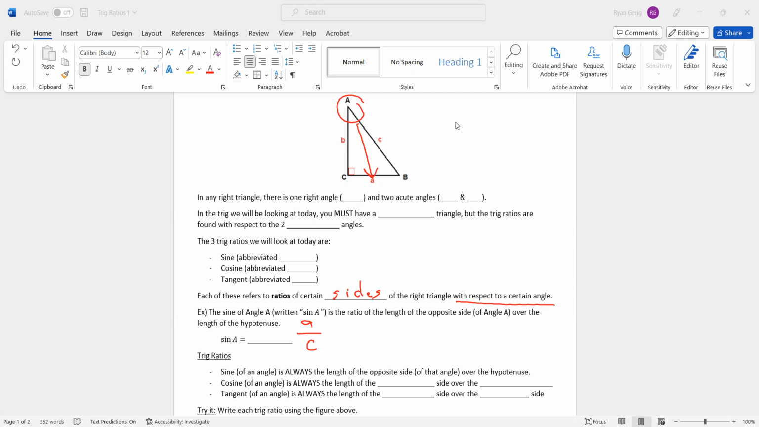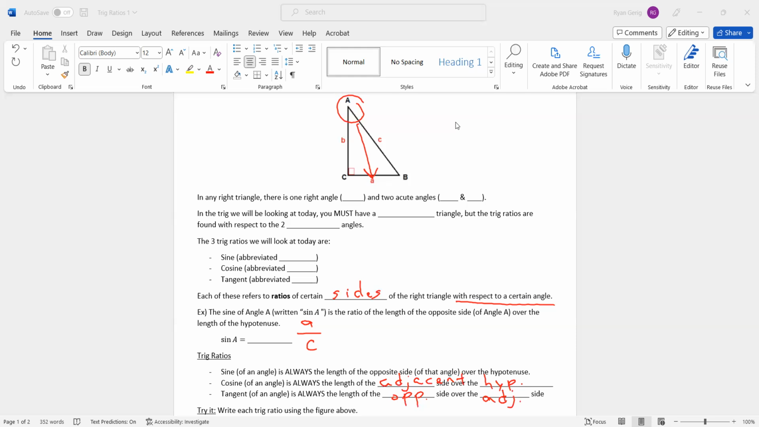All right. Here's what the trig ratios say. The sine of an angle is always the length of the opposite side of that angle over the hypotenuse. The cosine of an angle is always the length of the adjacent side over the hypotenuse as well. I'll abbreviate to hypotenuse. The tangent of an angle is always the length of the opposite side over the adjacent side. And I'm going to do adjacent as ADJ.